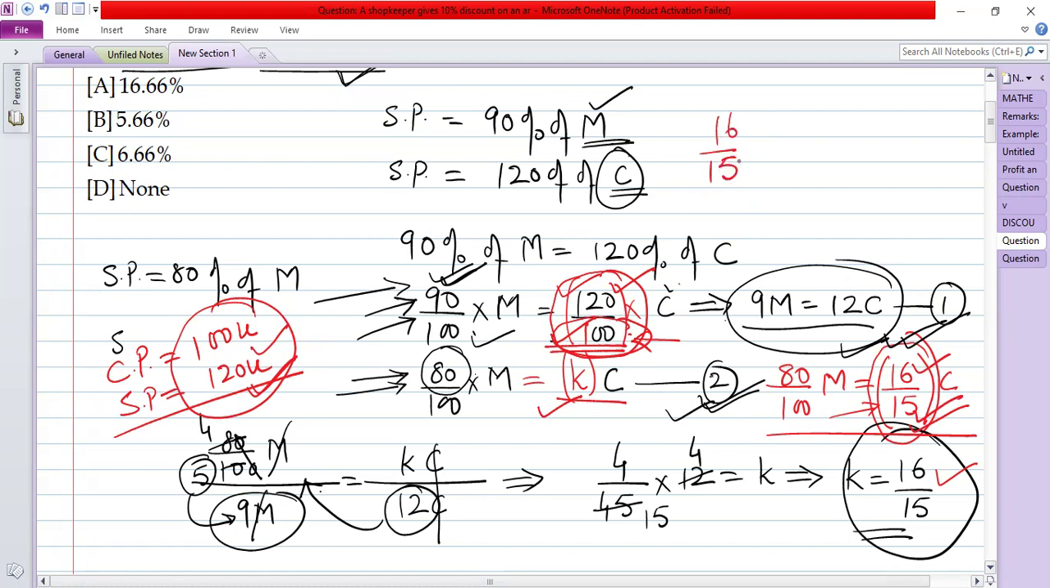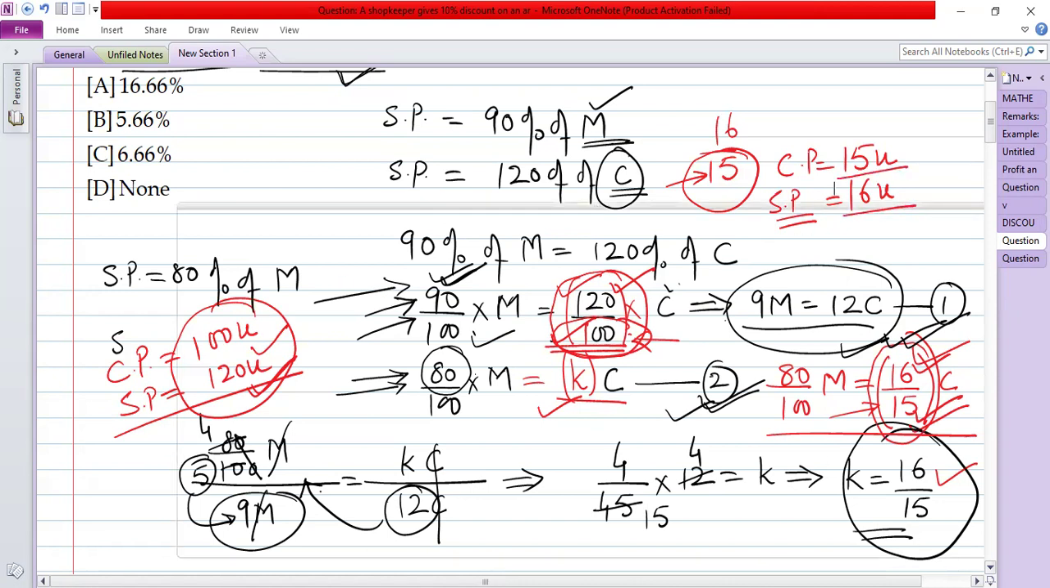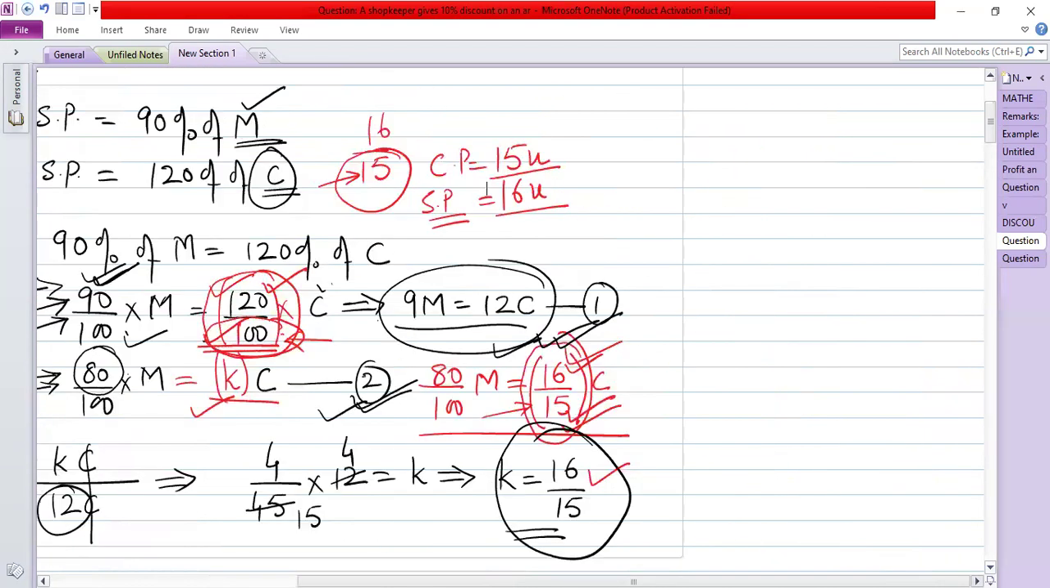Simple, same meaning. If this denominator is 15, if this is our cost price, means say cost price is 15 unit, then 16 unit will be our selling price. So here, this is important: what is the meaning of the value of K, which is 16 by 15? Now, obviously, the difference between the selling price and the cost price is our profit amount.